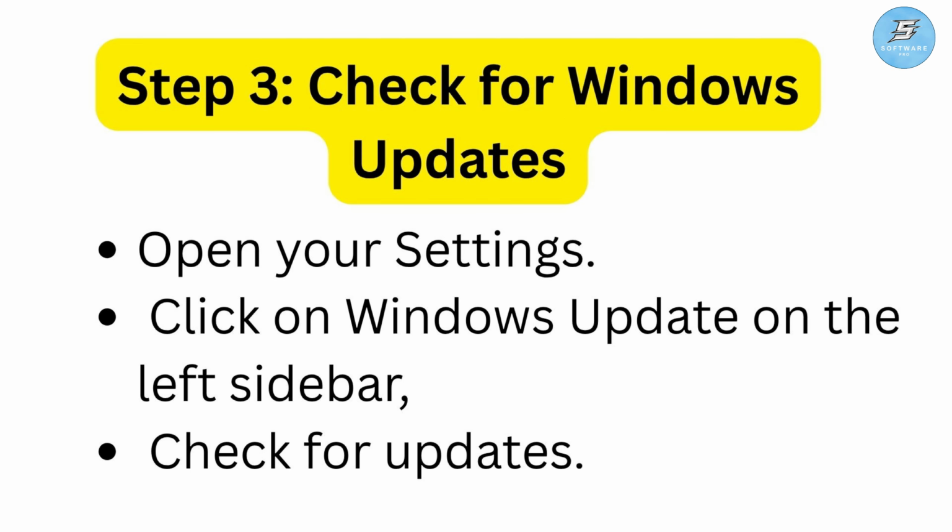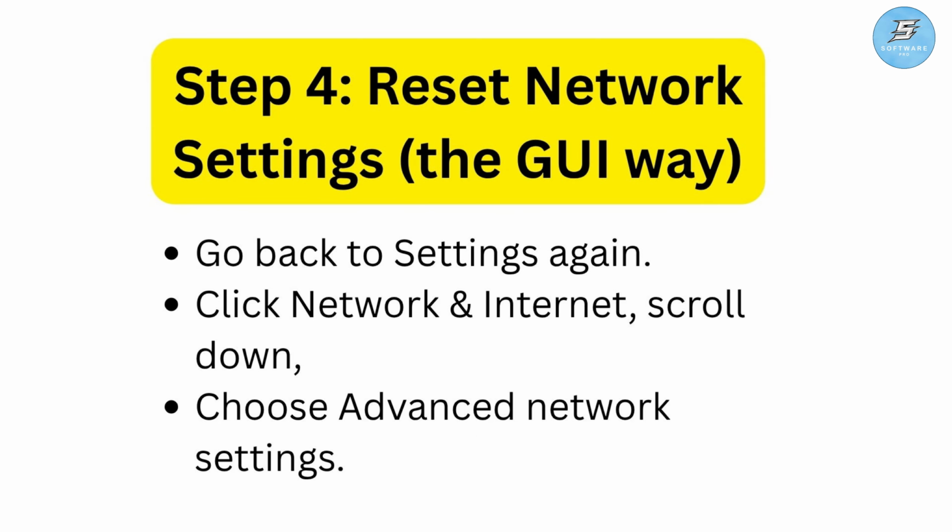Click on Windows Update on the left sidebar and hit check for updates. Install any available updates and restart your PC if needed. Keeping Windows up to date can solve hidden compatibility issues that cause VAN79. So once your updates are installed, go back to settings again and click network and internet.